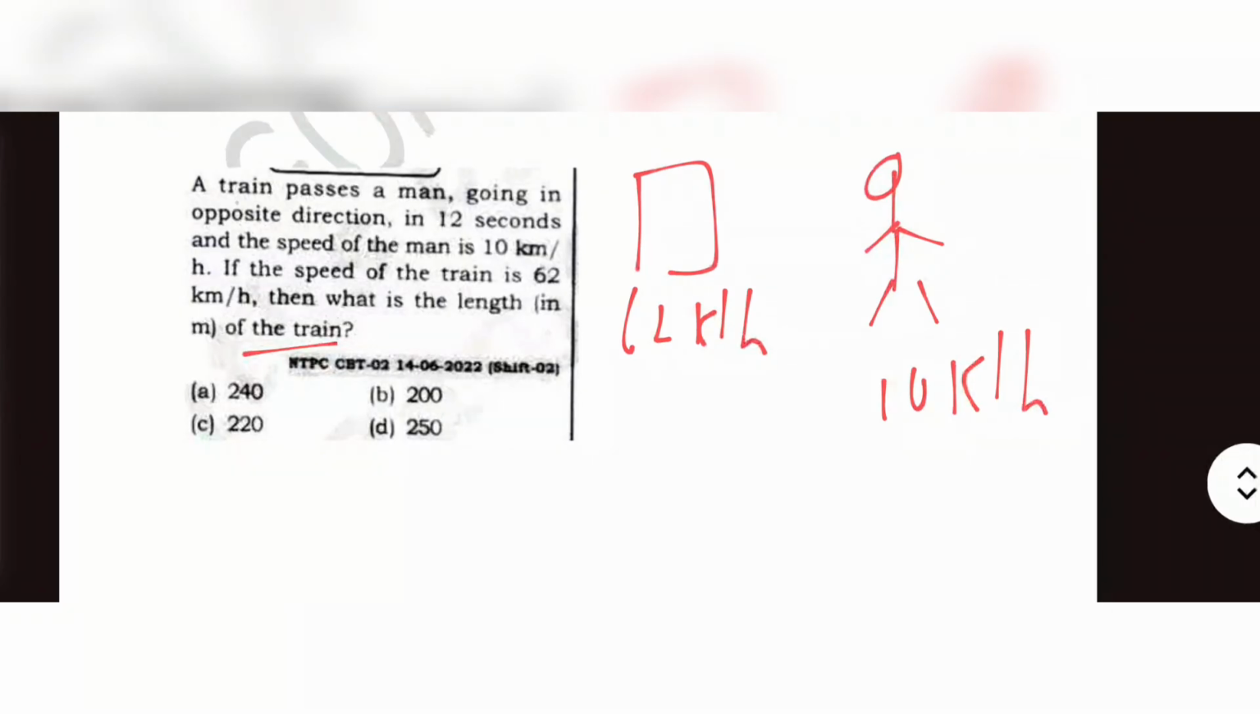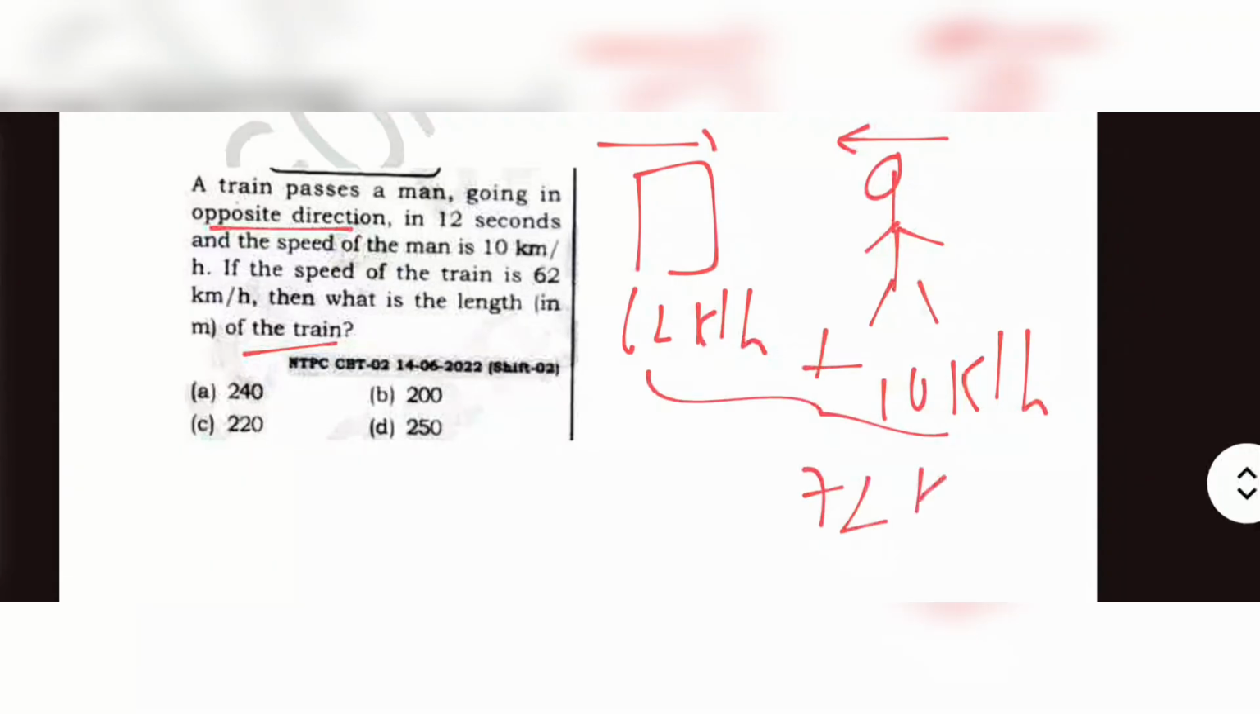What do we know? That they are going in the opposite direction. If this is going here and this is going this way, so their speed will become how much? Their total speed is nothing but 72 kilometers per hour. If they are going in the opposite direction, the speed adds up. If they are going in the same direction, there is a difference in the speed.